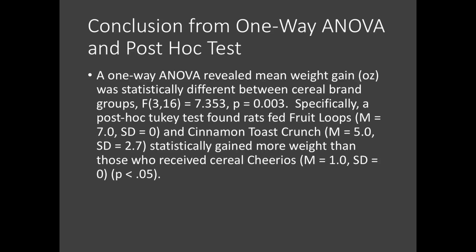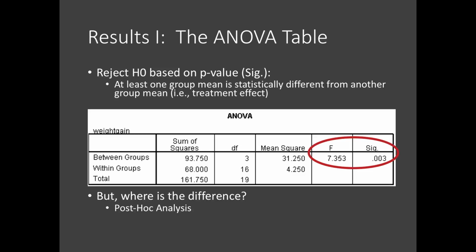Okay, so how we would write that up in a professional sentence, which you can totally copy and paste this format into your homework assignments, would be: a one-way ANOVA revealed that mean weight gain was statistically different between cereal brand groups. Now here's where we pull from that first table we talked about, this first one.